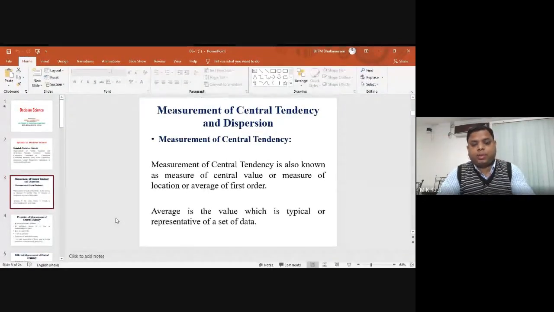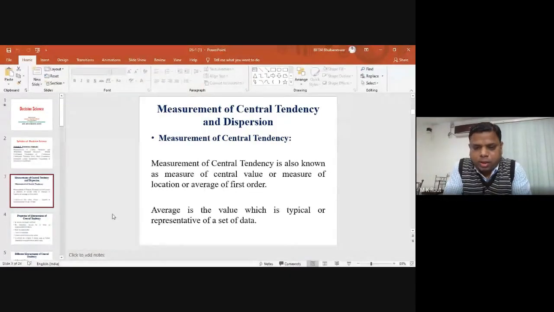So in case of measurement of central tendency, if you go to the definition wise, this is a particular method or technique basically used to find the central line of a series of data by the help of mean, mode, and median. It is also known as central values or measure of location or an average of first order of a set of data. In case of average, it is the value which is typically representative of a set of data.